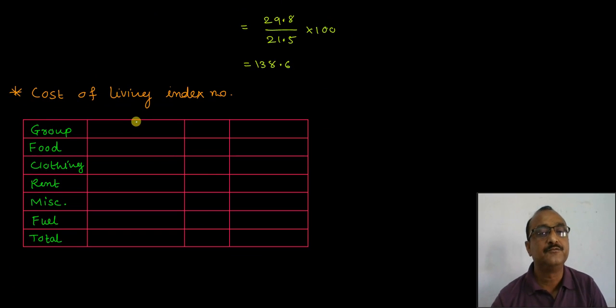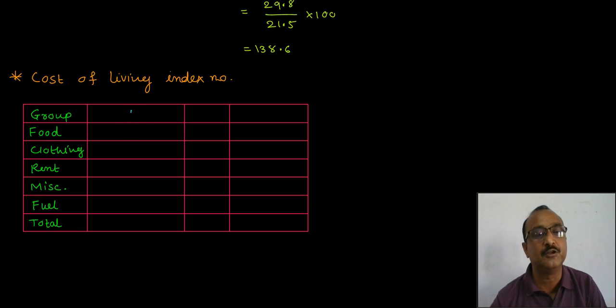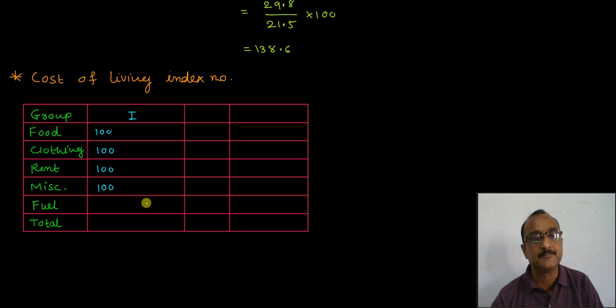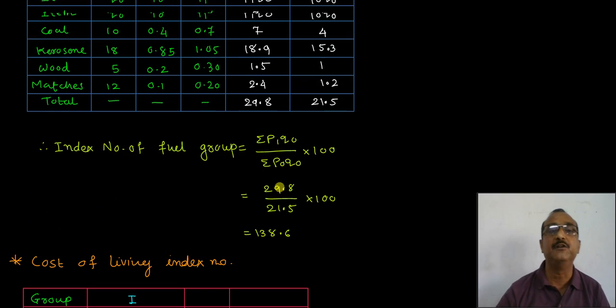Okay, so first prepare the first column. This is I. The index number of the base is always 100. Write down 100 here in each group. For fuel, the given value is 138.6. Okay, now read the question carefully.